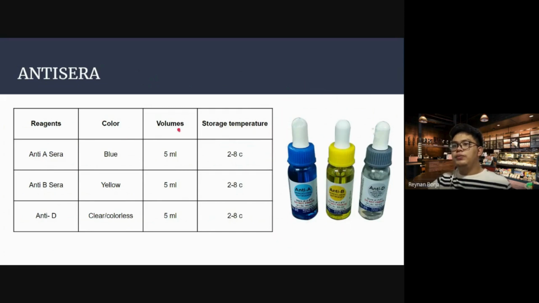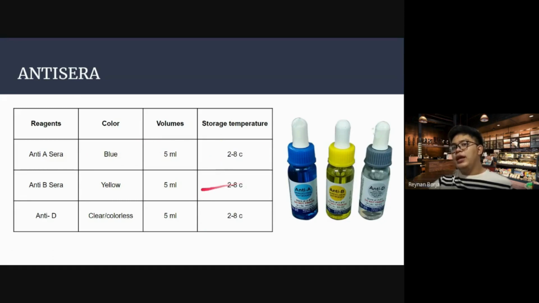Color blue. Technically, they are 5 ml and it is stored at ref temp, 2 to 8, accepted niya. 2 to 8. Okay? Anti-B naman, ang color niya is color yellow. Same lang, 5 ml. Yung storage temp niya is same lang, 2 to 8.